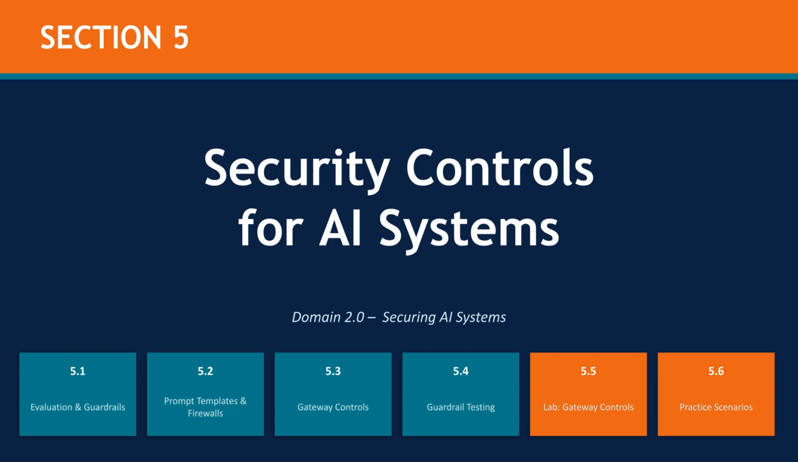Welcome to Section 5 of the CompTIA SecAI Plus course. This section is the most exam-dense material in the entire certification. It covers security controls for AI systems under Domain 2, Objective 2.2, which carries 40% of the total exam weight.